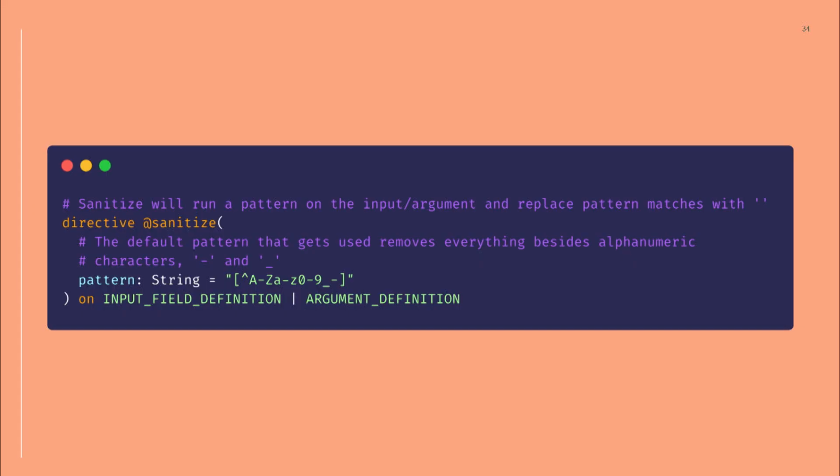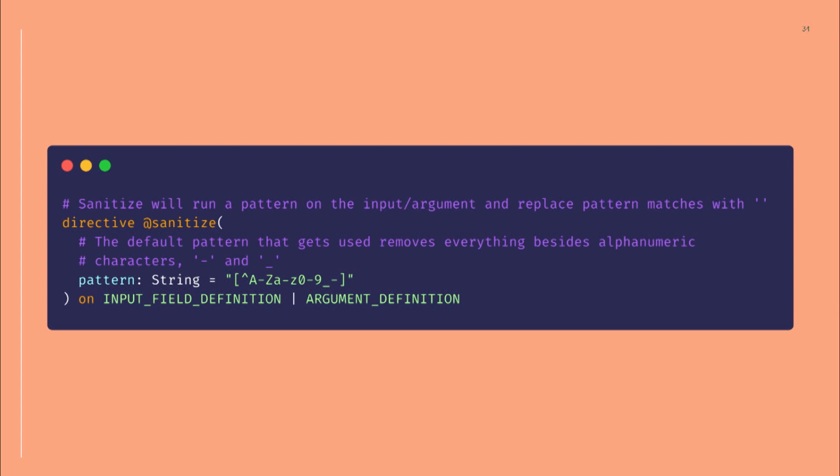It was relatively simple. It took a single argument, which is a pattern, just a regex, and it would just run a replace on whatever this input field was, or whatever field you wanted it on, for that regex pattern. And this is just the default. You can see here, we'll create our own directive in a minute, but we just define it like this inside of our schema. And then in this case, I specifically put that I was putting it on input field definitions and argument definitions.